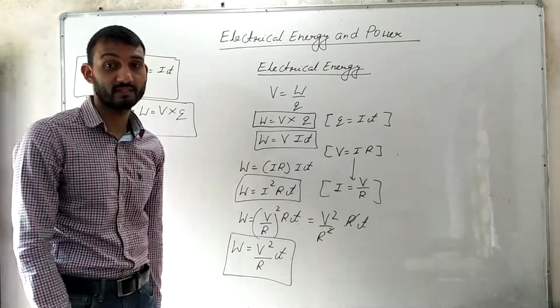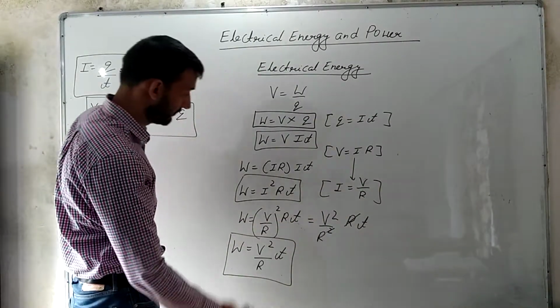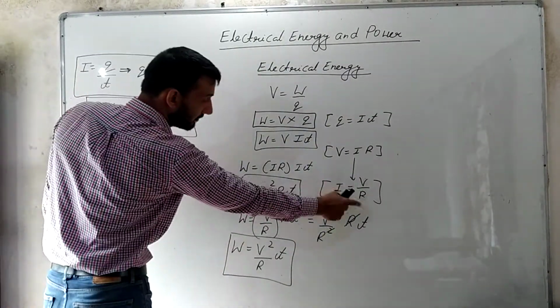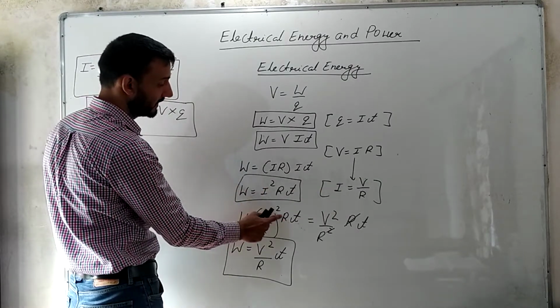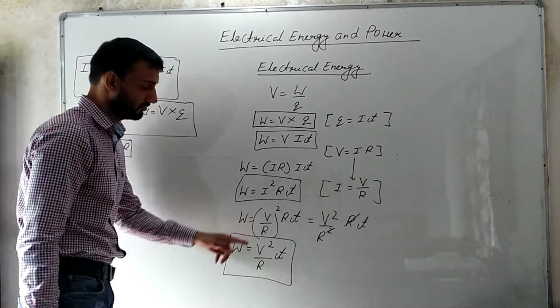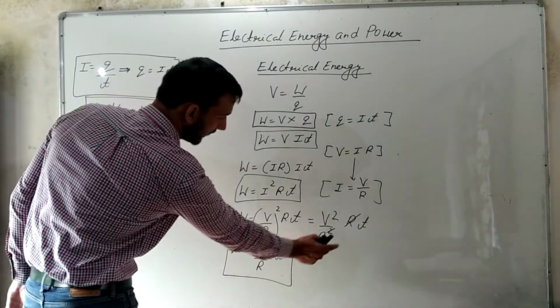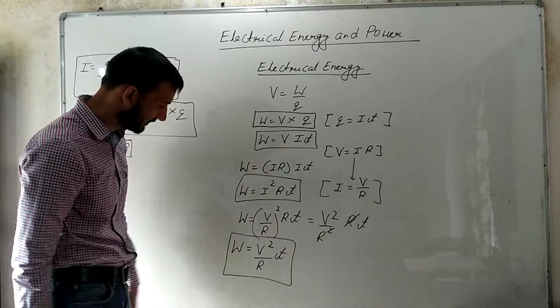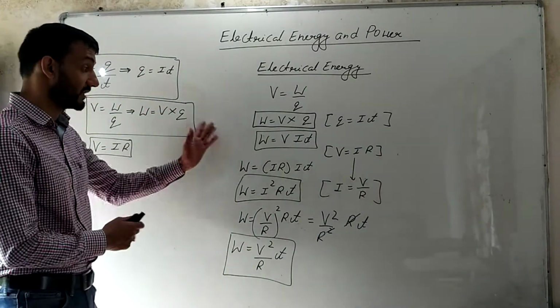Now in place of I you can put V upon R. From the formula V is equals to IR, it implies that I is equals to V upon R. So in place of I, if you put V upon R, it is I square, it will become V upon R whole square, R into T. So you solve it, it will become V square upon R square into R into T. R goes off, W is equals to V square upon R into T. So these are the formulas for the work done.